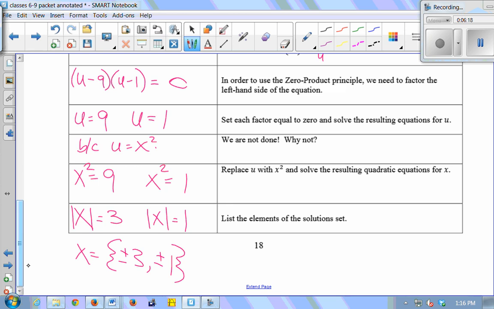All right, any questions on the basic premise here? Choose a u, substitute it in. Now it looks like an easier equation, solve it. Then you have to substitute the u back out. Put the x's back in.